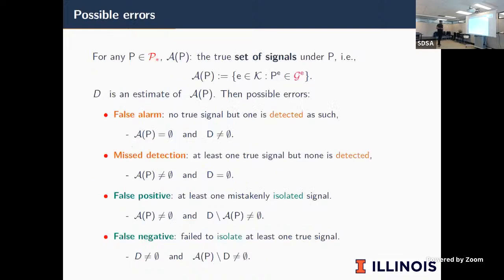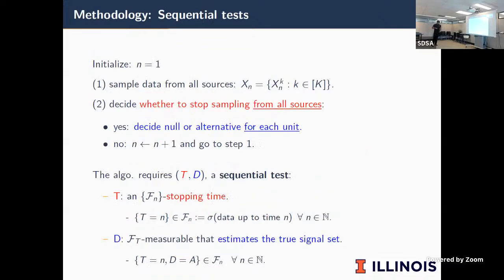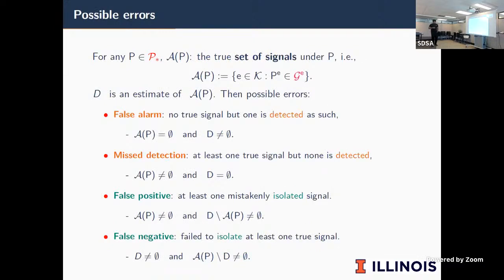So now the possible errors that can happen when you put your methodology into action are these. Let's say we denote by A_P the true set of signals under P. So P in the alternative class. Now, as I said before, D is an estimate of A_P, the true signal set. The possible errors are: false alarm, when there is no true signal but you detect one. That means your A_P is the null set, but you detect something, D is not equal to the null set.